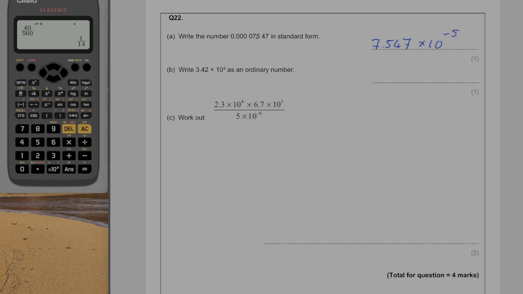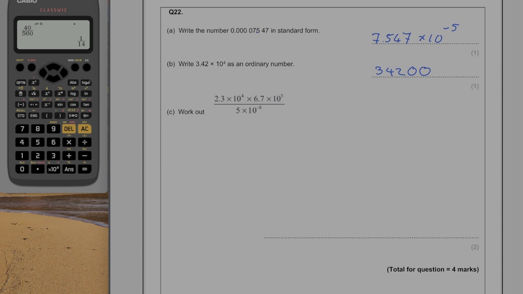For part B, write 3.42 times 10 to the 4 as an ordinary number. So this 3 is now going to become 3 with 4 zeros or in that position. So we're looking at 3, 4, 2. That's 2 of the places. We're going to add 2 more zeros.